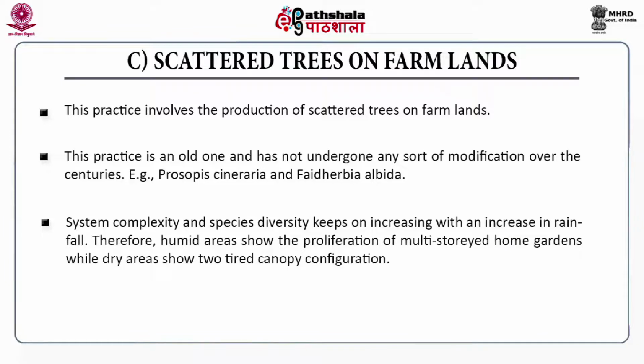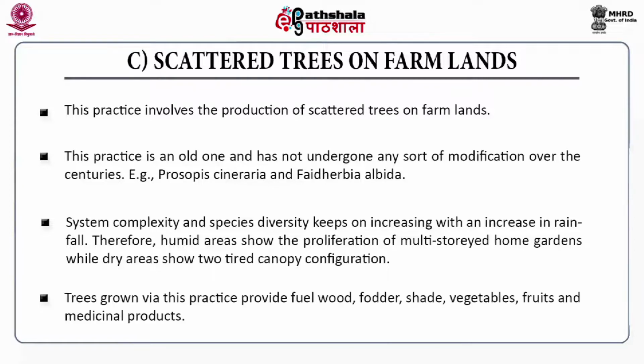System complexity and species diversity keeps on increasing with an increase in rainfall. Therefore, humid areas show the proliferation of multi-storied home gardens while dry areas show two-tiered canopy configuration. Trees grown by this practice provide fuel wood, fodder, shade, vegetables, fruits and medicinal products.